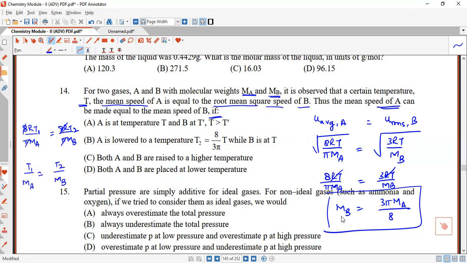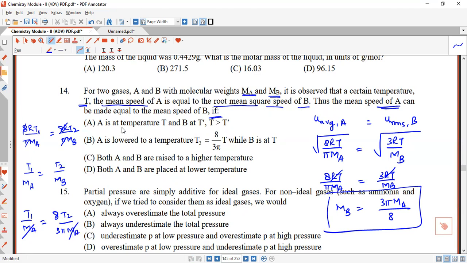Now you can relate over here, put the value of MB here, okay. 3 pi by 8 MA. So this is T1 MA is equals to T2 3 pi MA and this 8. So MA cancels with MA. Now you are able to get this relationship. T1 is equals to what?